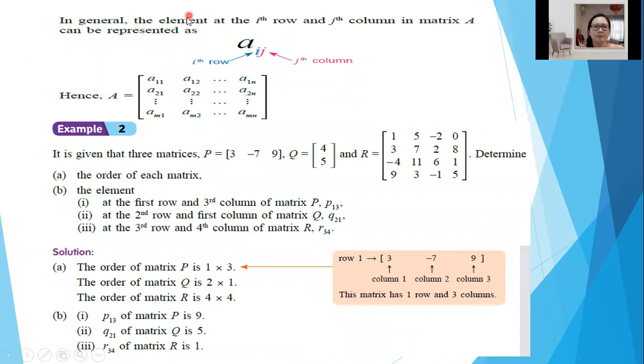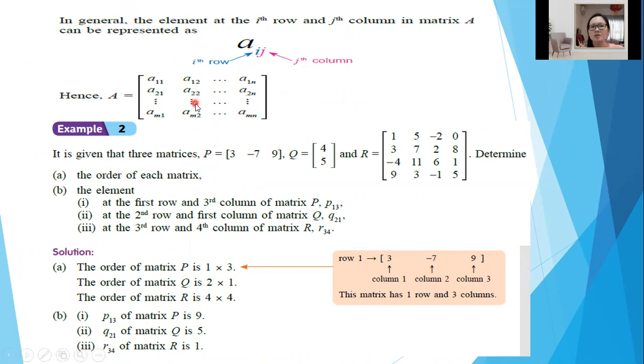In general, the element at the i row and j column in a matrix can be represented as aij. So i represents the row, j represents the column. A is a matrix. A11, A12. A11 means row 1, column 1.